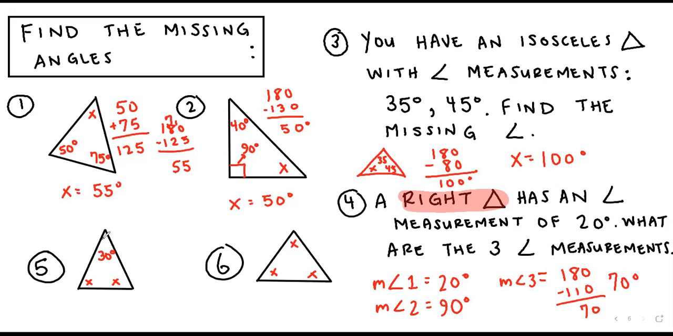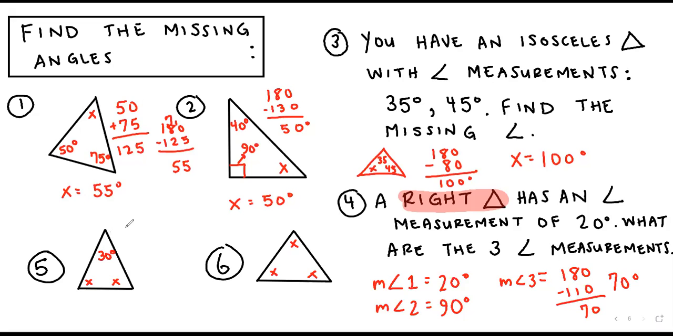How do you think we do number five? Because I'm missing two angles. Is it a multi-step problem? 180 minus 30. Is that the two-step problem? It's going to be an equation. You see how there's two x's? That means that they're exactly alike.